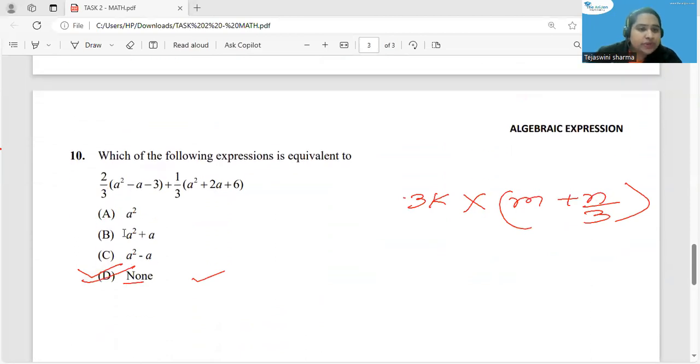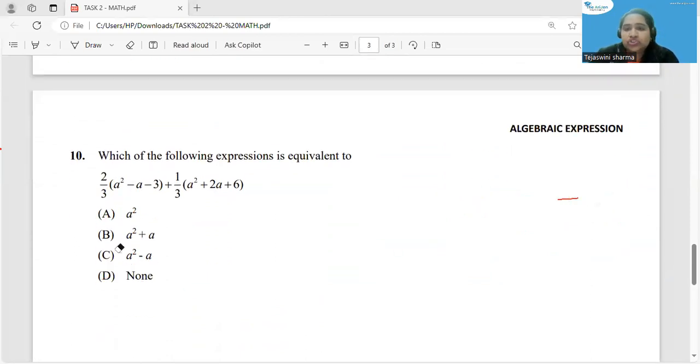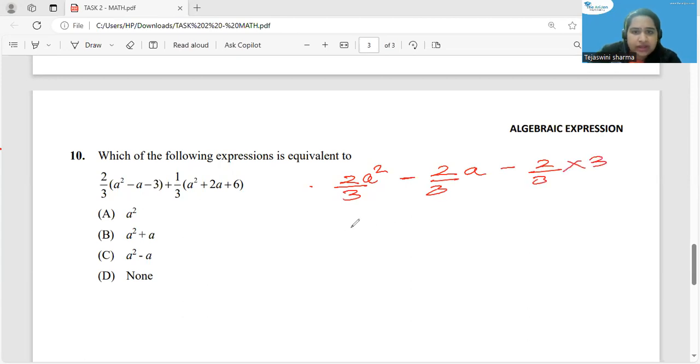And the last question is to check which of the given expressions is equal to the given statement. So when I simplify the given statement, it is 2 by 3 a square. Then I will multiply it with a, and then again I will multiply 2 by 3 by 3, and then next I will solve it. So 1 by 3 a to the power 2 plus 1 by 3 2a means you are multiplying it simply, and 1 by 3 multiplied by 6.